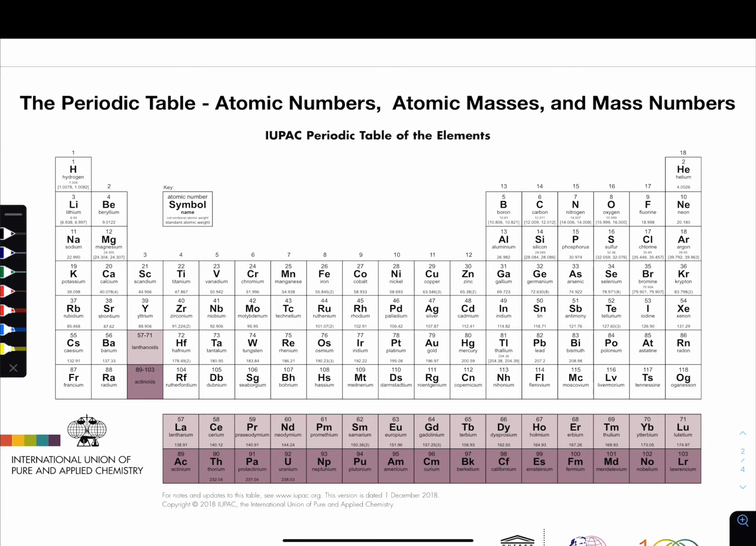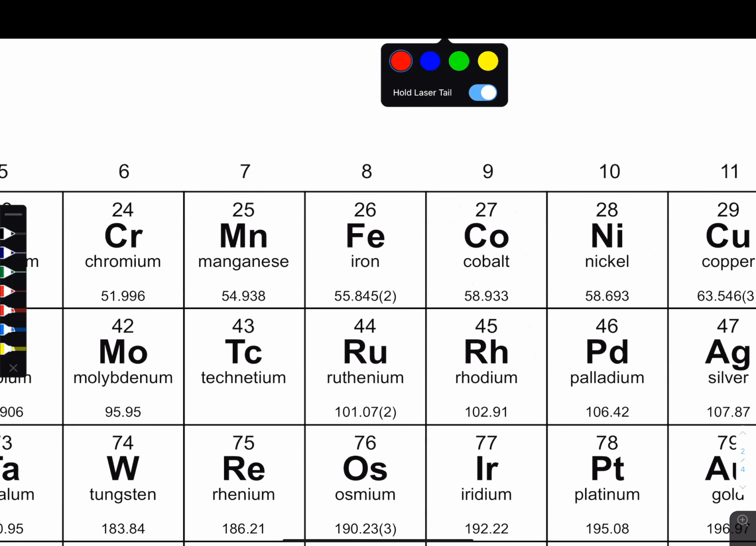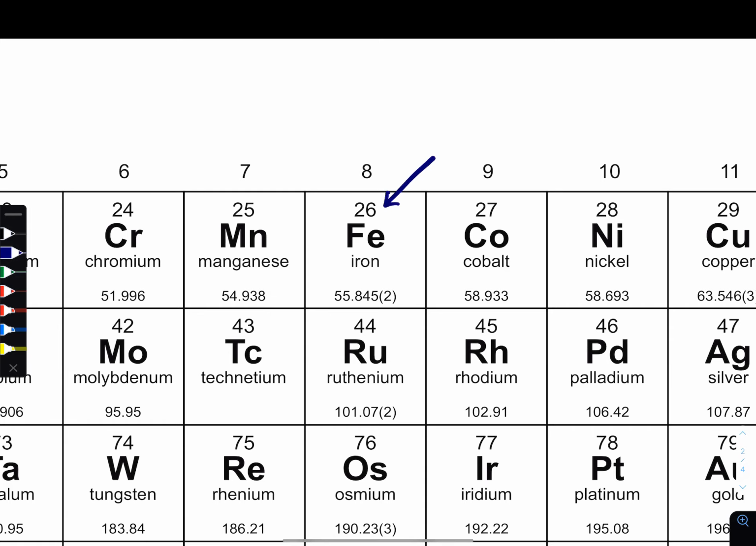So let's zoom in on this periodic table. Let's zoom in on iron, for example. If you look at iron, you have two numbers over iron. You have 26, and at the bottom, you have 55.845. It's important to understand what these numbers mean. So the number on top, the 26, is called the atomic number.